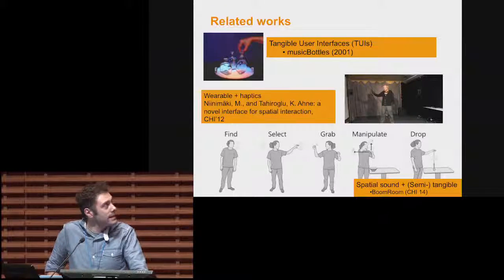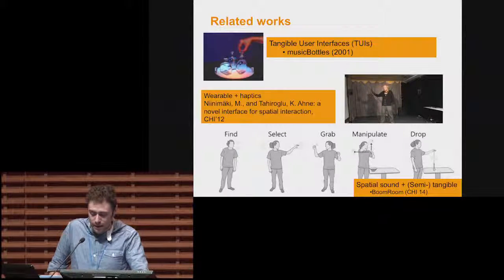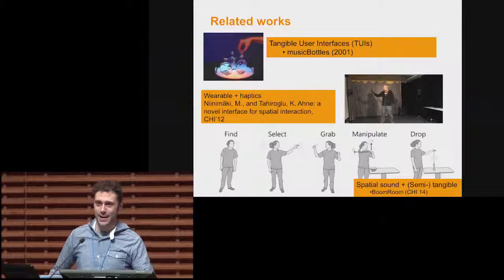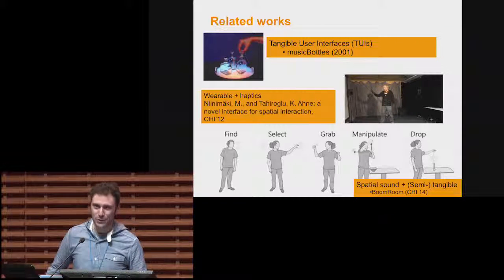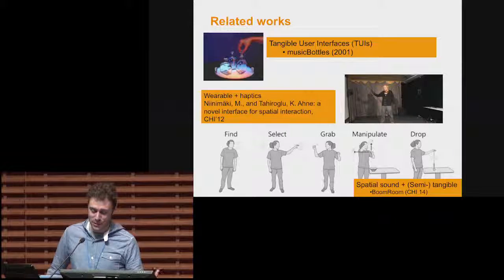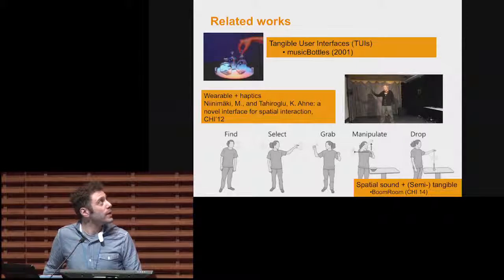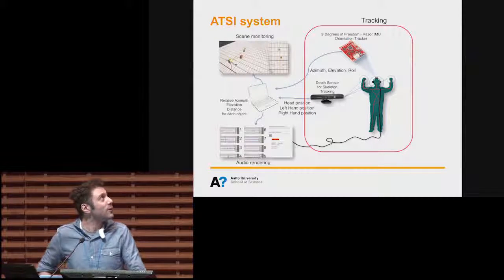More recently, last year in CHI 14, another system was presented that allows spatial sound plus semi-tangible interaction with sound, which is called Boom Room. This is an interesting system. It's quite close to ours, but the main difference is that it relies on a very expensive distribution of loudspeakers, like 56 loudspeakers, and also an off-the-shelf tracking system, a special tracking system that allows recognizing different gestures. We don't want that, so we implemented a different kind of system.